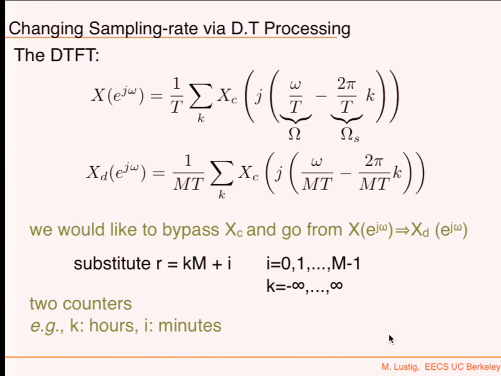That's great. Excellent. But I'd like to bypass the use of X_c, the continuous one. That's the one I used before, the continuous time processing of discrete time signals. I'd like to avoid that and go directly from X, e to the j omega to X_d, e to the j omega.